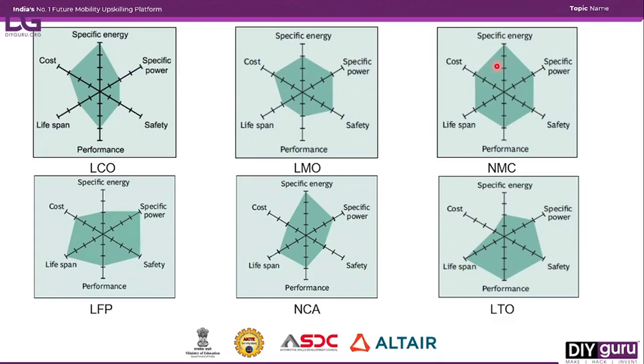Now we have LTO, which is lithium titanate oxide. This is very expensive. It shows a high amount of specific power. It has a good amount of safety. And the performance levels are off the chart compared to the other five, with a good lifespan. But the thing is, it is very expensive, and it is still not implemented in practical use because of its high cost and low specific energy. So it may be used further, but LTO is not used in the electric vehicle industry as of now because of its high cost.